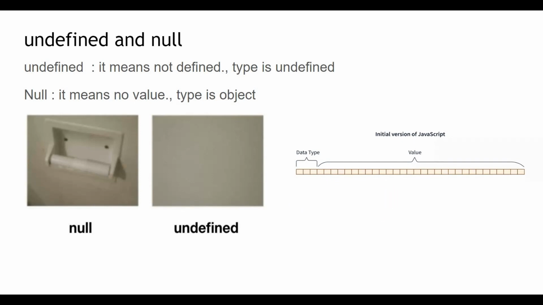So null means empty or blank. So the first three bits being zero means it's null, right? Zero means it's null, blank, right? So that's why we are considering this as object. I hope you understood the data type of null.